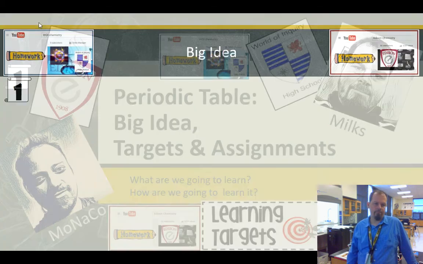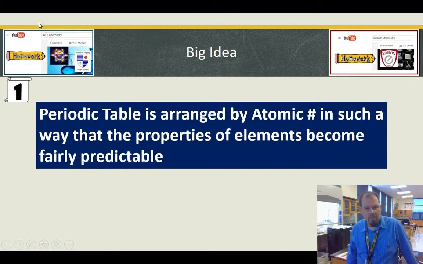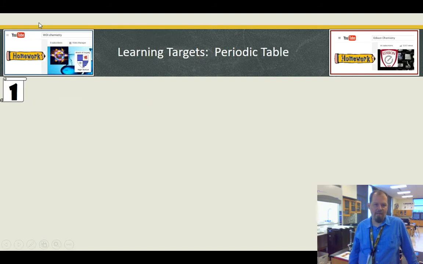Ready? Here we go. So, big idea of the unit. The periodic table is arranged by atomic number. We now know what that is from last unit. In such a way that the properties of the elements become predictable. Good? There is a lot of hidden information in this periodic table, and we are going to unpack it all.